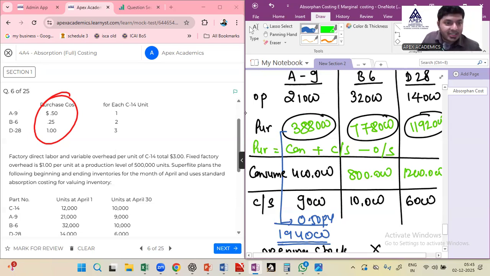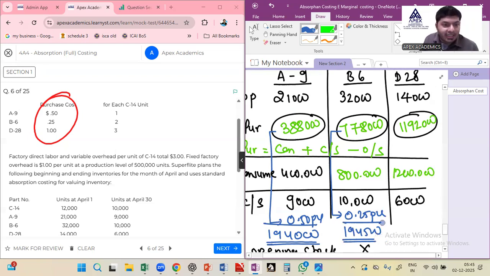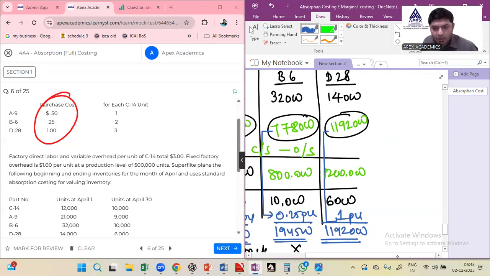Let's talk about B6. B6 costs 0.25 per unit. I need to purchase 778. So what is my total cost going to be? It's going to be 1,94,500. Next, let's talk about D28. D28 has a cost of 1 per unit. I need 11,92,000. Therefore, how much am I going to spend on this purchase? Obviously, I'm going to spend 11,92,000.